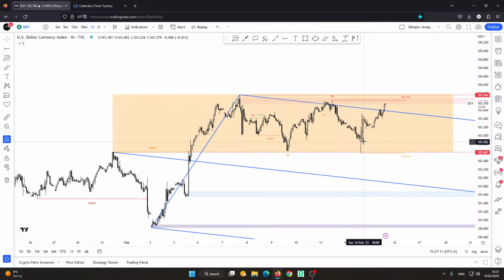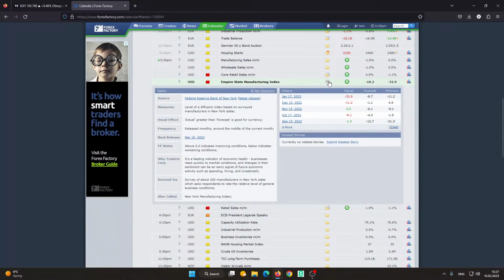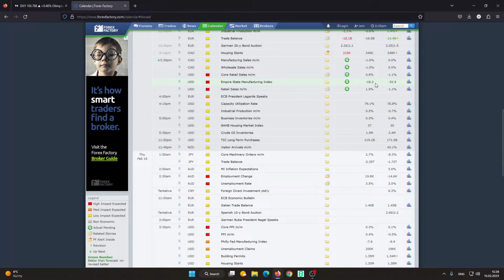So yeah, higher inflation could force the Federal Reserve maybe to deliver, I don't know, a new 50 basis points rate hike. Okay, so right now this rally, and also the traders are waiting. If you take a look on the economic calendar, retail sales is expected to report a 1.9% growth versus 1.1% drop. Core retail sales 0.9% growth versus 1.1% drop. So the traders are expecting maybe positive US retail sales data, also Empire State Manufacturing Index. Also this is seen as a high impact event, so minus 18.2 versus minus 32.9. So also this is expected.